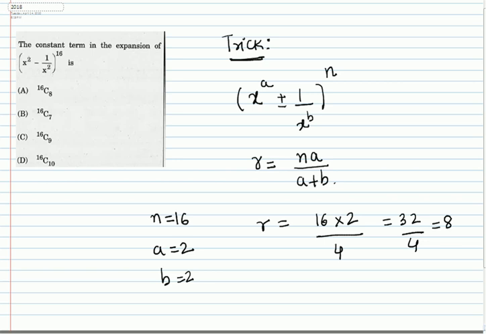Therefore what is the constant term? The constant term, with n equal to 16, is 16C8, which is the right answer. That becomes option A is correct. Okay, next.